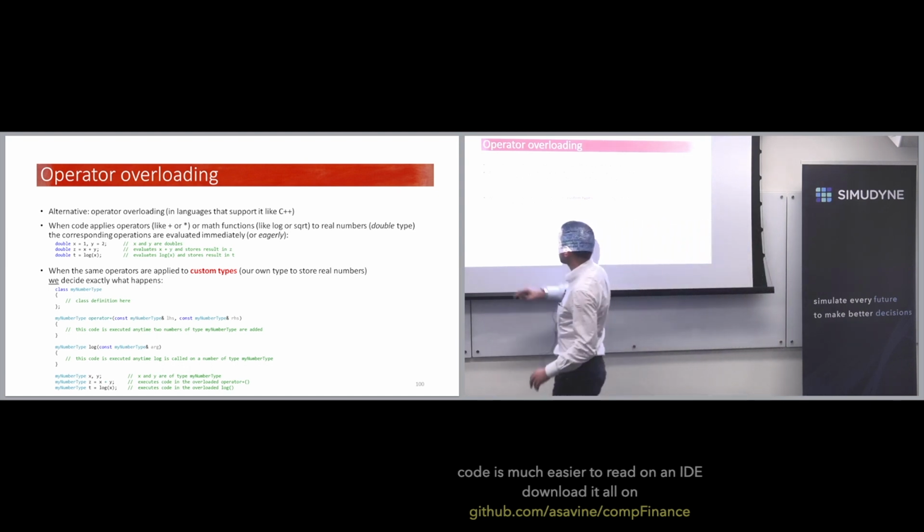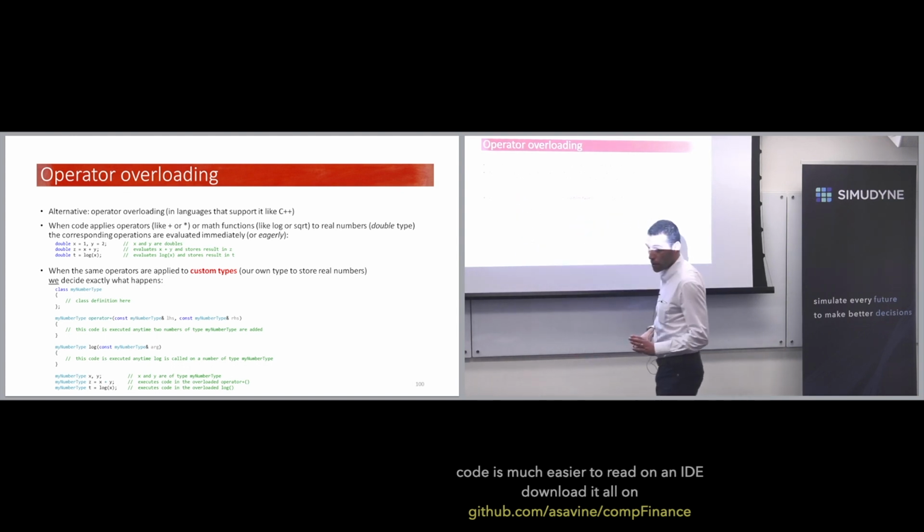So say that I here initialize a double x with a value 1, a double y with a value 2. And when I run this line, double z is x plus y, what happens? Well, it's trivial, isn't it? X and y are added, and the result is put in z. Then when I run this line, it calculates the logarithm of x, and it puts the result in t. Okay, that's obvious.